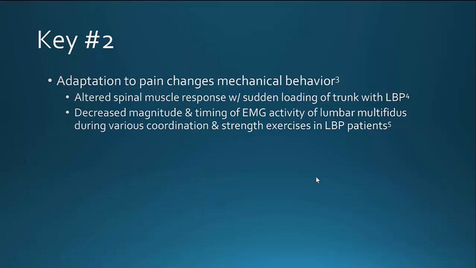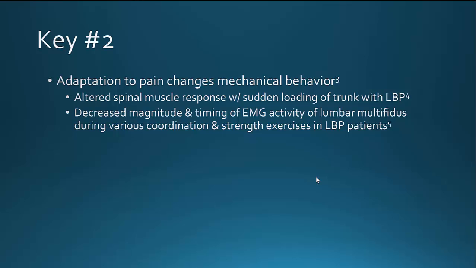The second key to this theory is adaptation to pain changes mechanical behavior. This means that gross movement may be intact, however, quality is affected. An example of this would be the biomechanics of gait being altered after an injury. The patient is still able to ambulate, however, the way they do it is altered.